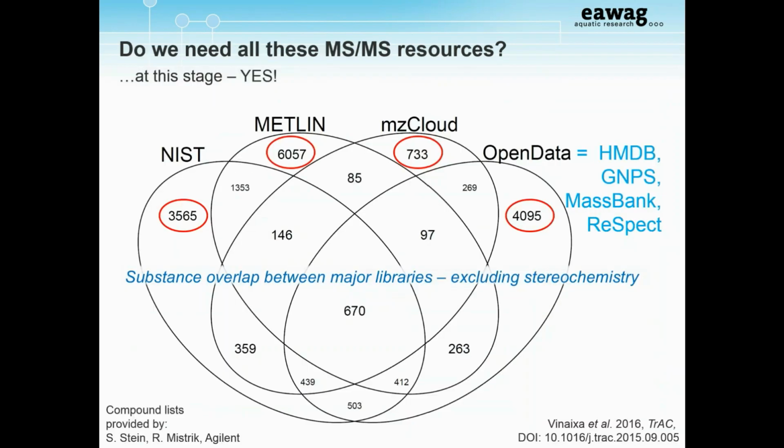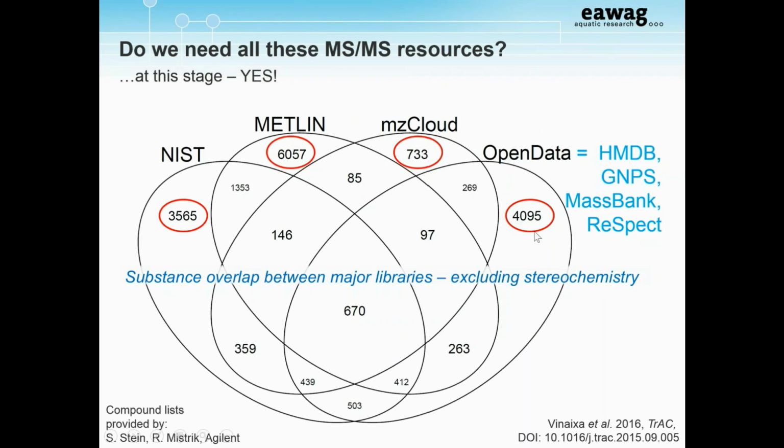What we also did when we were compiling the results from this collaborative trial is ask, do we actually need all of these different resources? And the answer was, surprisingly at this stage, yes, we really do. So what you can see here is a Venn diagram of 4 of the main resources. We've got NIST here, we've got METLIN, we've got mzCloud. The numbers for mzCloud are way out of date. This was a 2015 figure. So their number of 733 is probably way higher now.